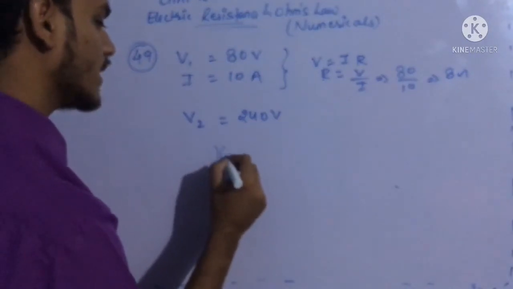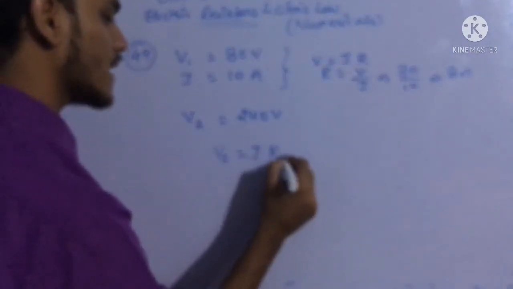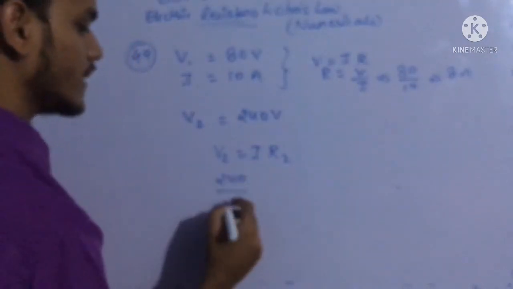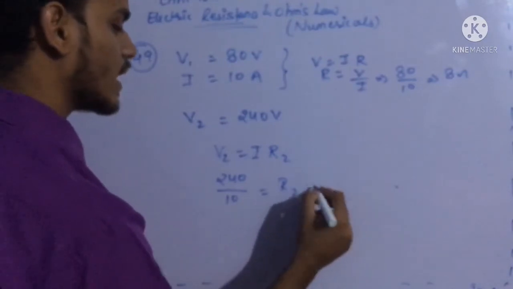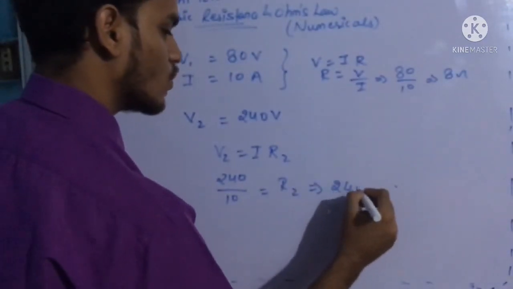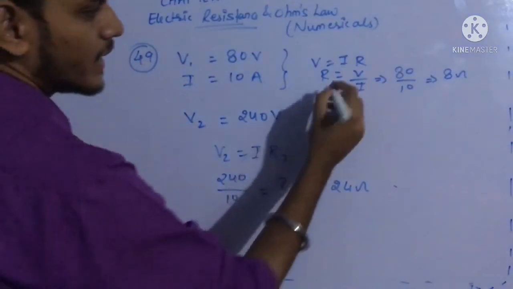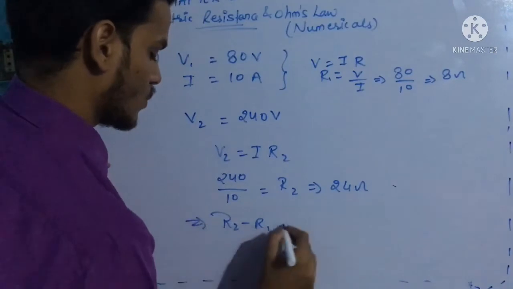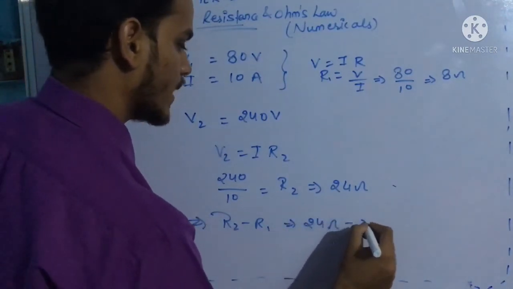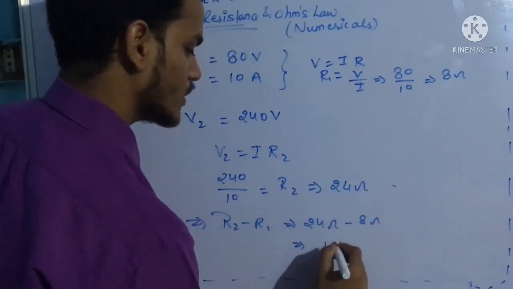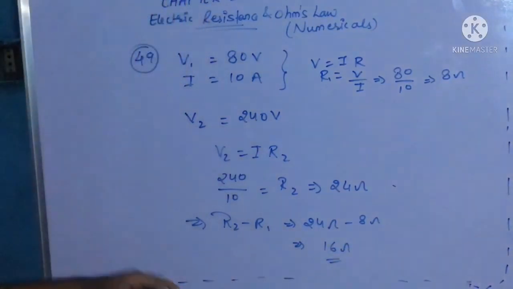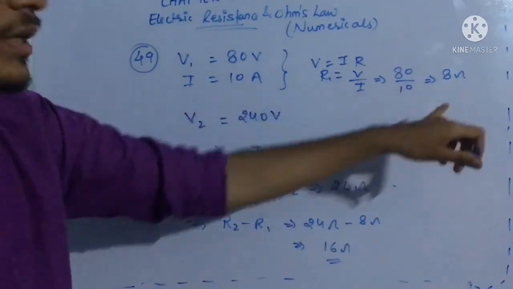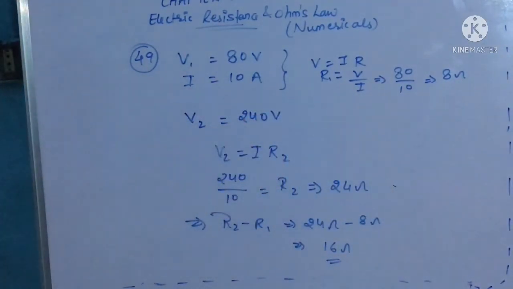So we will apply the formula here also. V2 is equal to I R2. Now V2 is 240 volt, and the current remains the same, meaning it is 10 ampere. So we will get R2 equal to 24 ohm. We are connecting this in series, so we will take R2 minus R1. So we will get 24 ohm minus 8 ohm, which is equal to 16 ohm. So we have to connect a 16 ohm resistor in series with this 8 ohm resistor to get a current equal to 10 ampere. Okay.